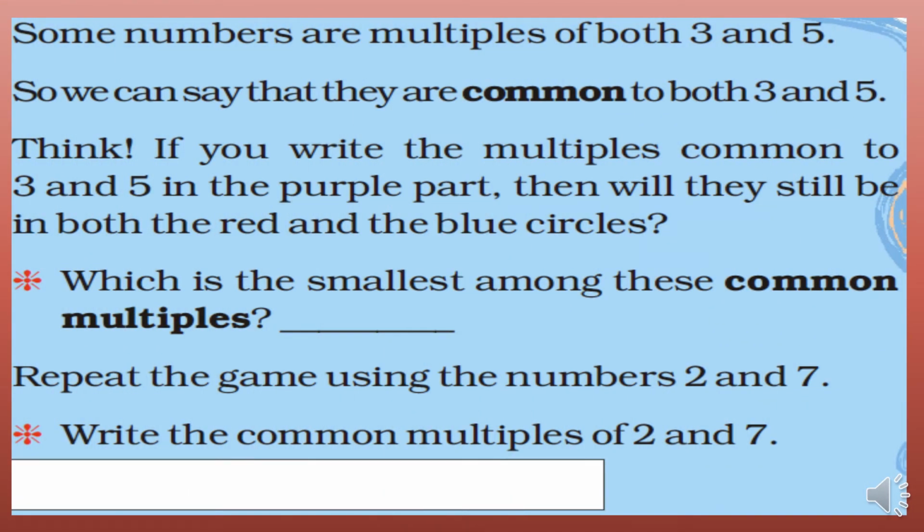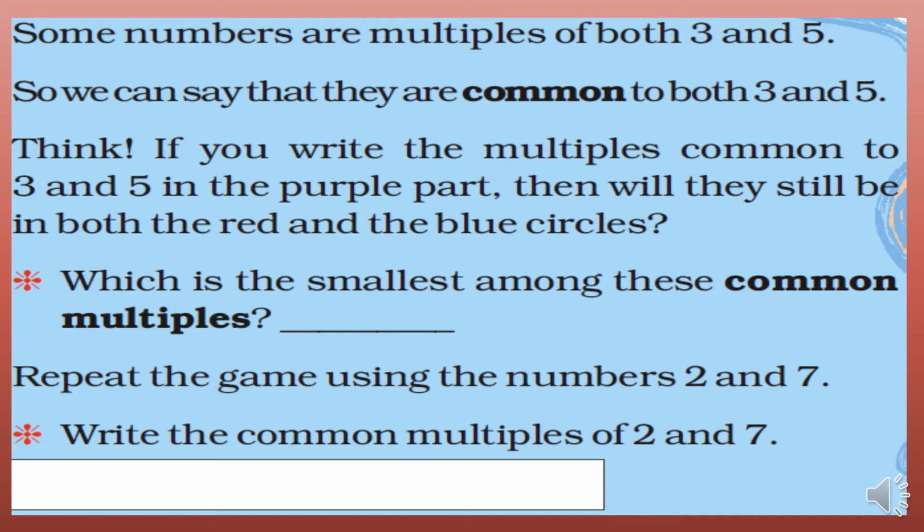Some numbers are multiples of both 3 and 5. So we can say that they are common to 3 and 5. These are also called common multiples, right? So think, if you write the multiples common to 3 and 5 in the purple part, will they still be in both the red and blue circles? Yes, they will be in both red and blue circles.